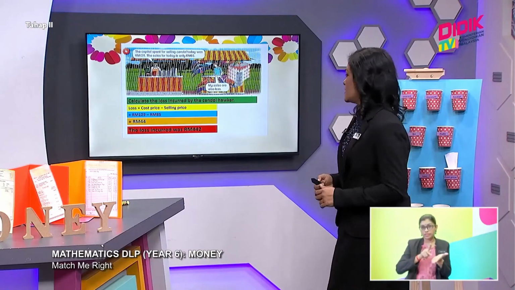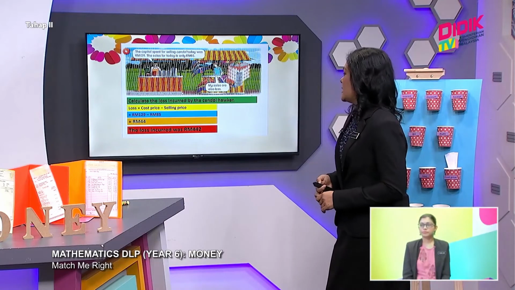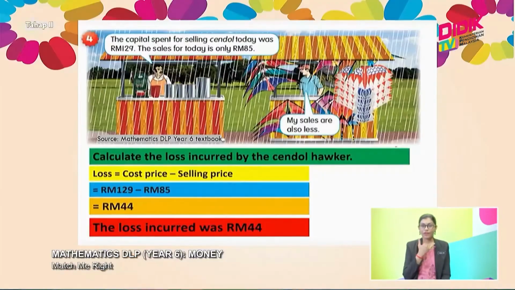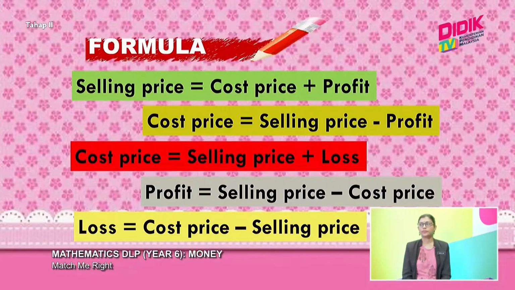Yes, correct. Okay, we have to understand that. So we minus 85 from 129, and we have 44. That is the loss of the chendol hawker: 44 ringgit. Yes. Okay. Next. These are the formulas, students out there.